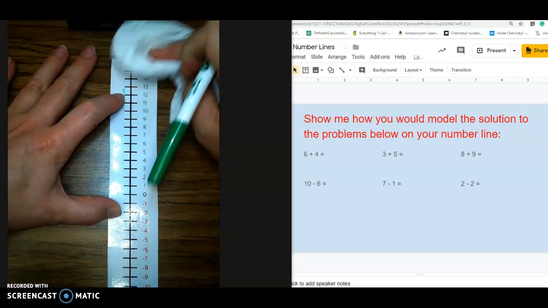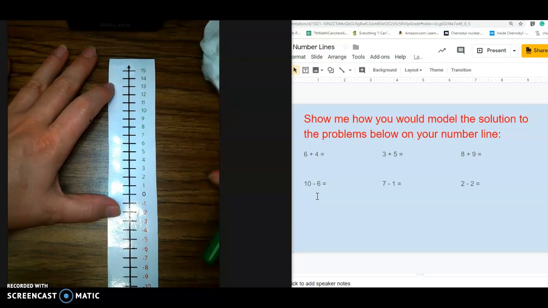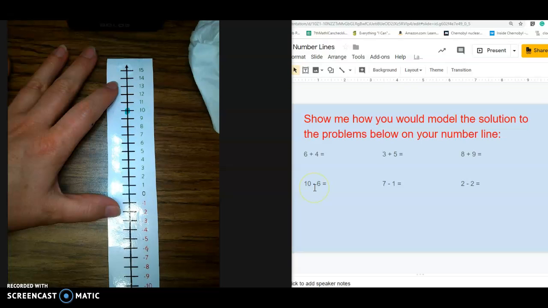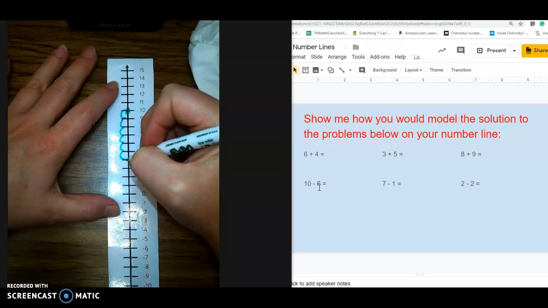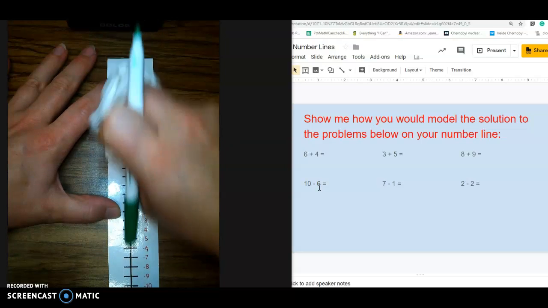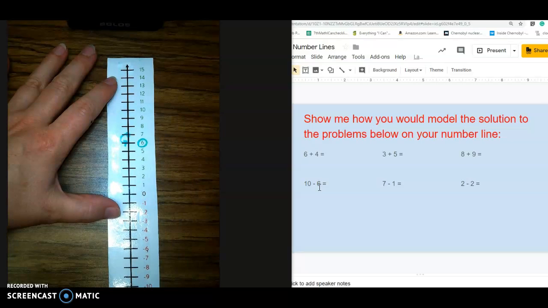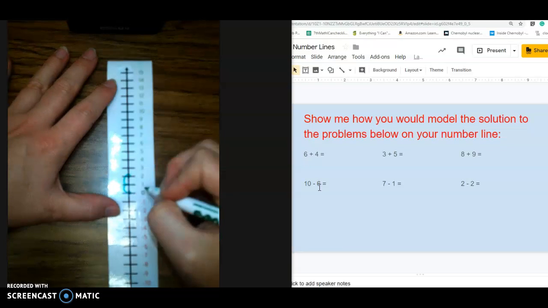The next thing we took a look at is what do you do when you're subtracting? Well, if it tells me to start at 10, this subtraction sign now tells me to go down, and it wants me to go down 6. So I'm going down 1, 2, 3, 4, 5, 6. And we found that 10 minus 6, the answer was 4. We did the same thing with 7 minus 1. We started at the 7, we went down 1, and we found that the answer was 6. And then we found that the answer to 2 minus 2 was 0.